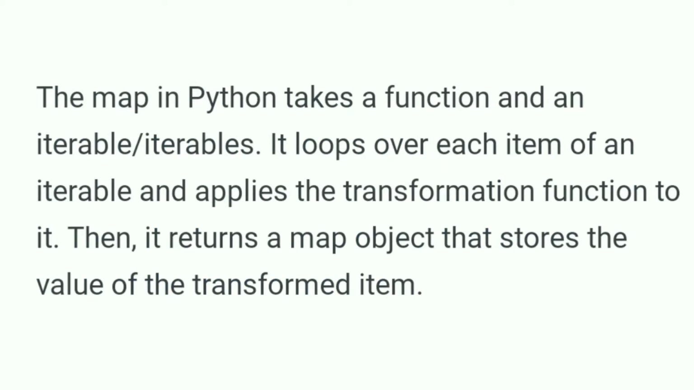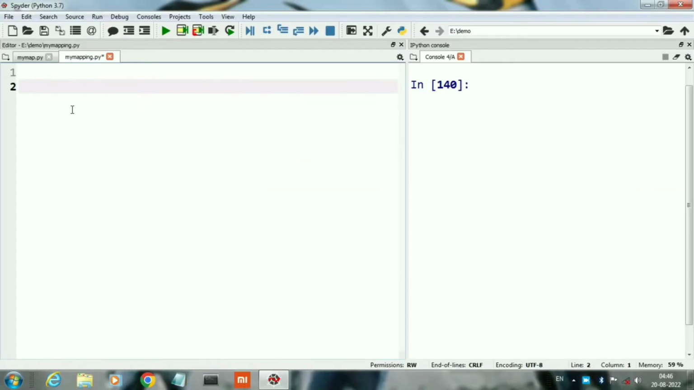So in conclusion, map function is used for transformation of the iterables. It takes two arguments. First one is a function and second one is an iterable. It loops over each item of an iterable and applies the transformation function to it. Then it returns a map object that stores the value of the transformed items. Let's understand the working of map function in practical session.